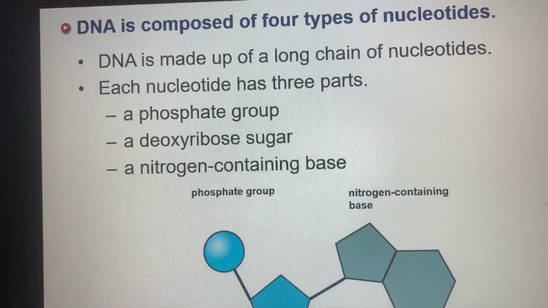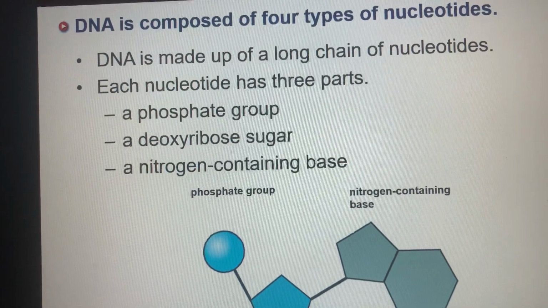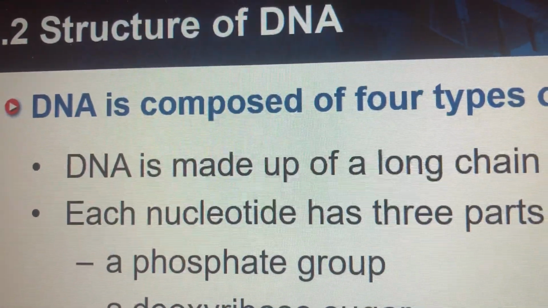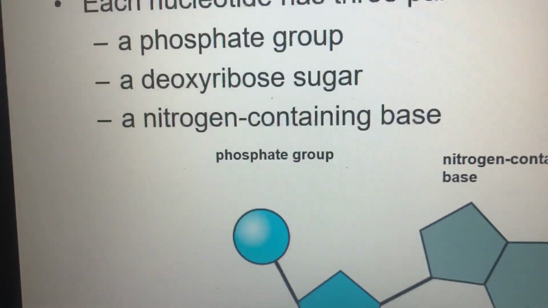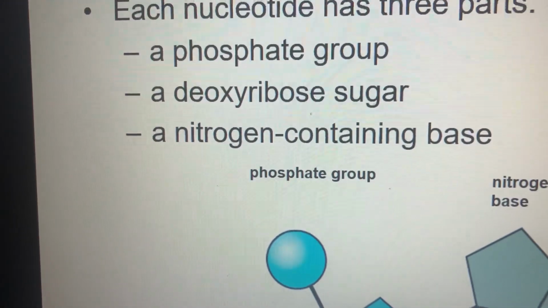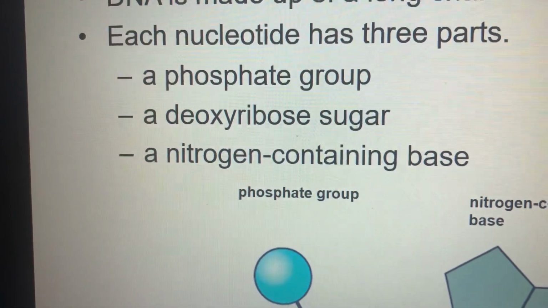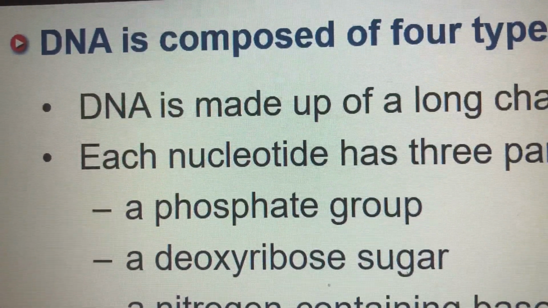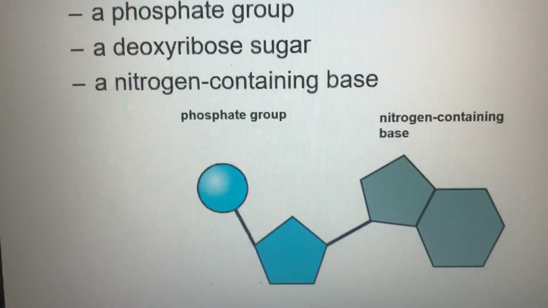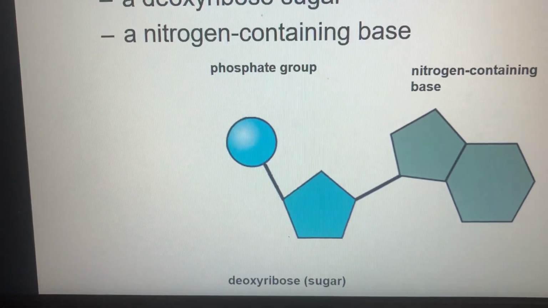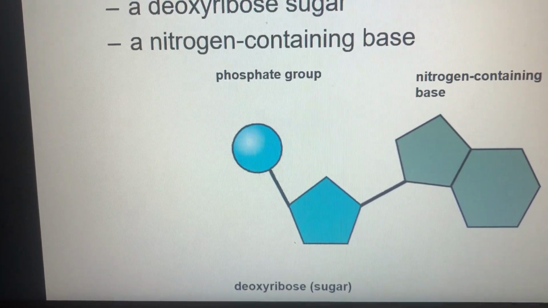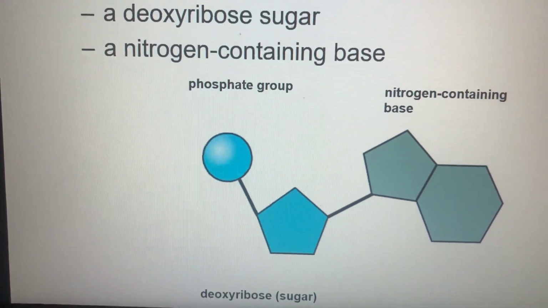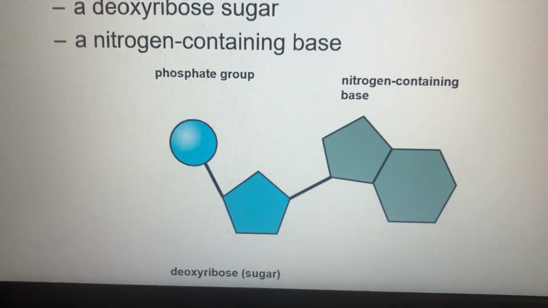Exactly. They found that each nucleotide is composed basically of, number 1, a phosphate group. Here is the phosphate group. Number 2, a sugar, which is called deoxyribose sugar. This is the deoxyribose sugar. Moreover, it contains a nitrogen-containing base.